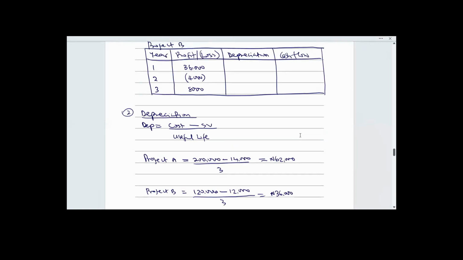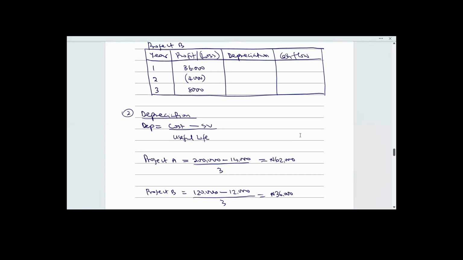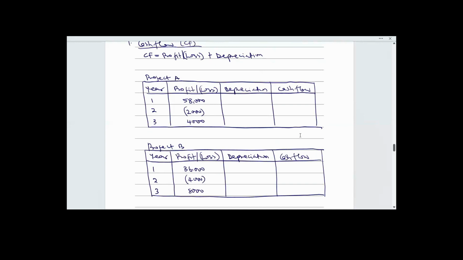So now that I have the annual depreciation for each of the projects, I need to go and add it to the annual profit or loss. So here is 62,000, 62,000, 62,000, and 36,000, 36,000, 36,000. All right. So to now get the cash flow, add it together.